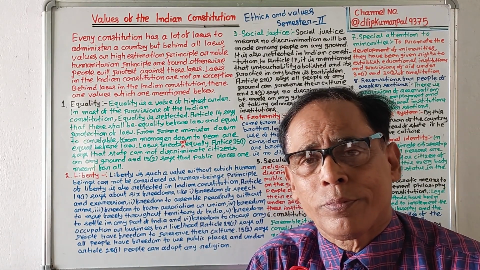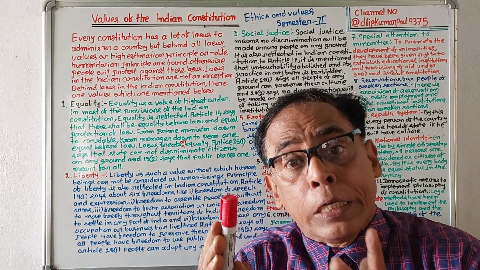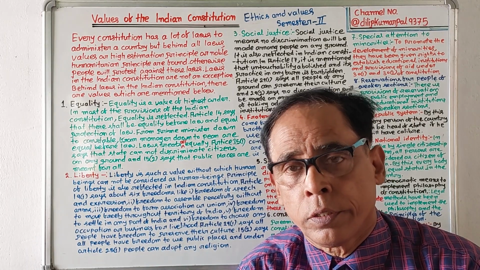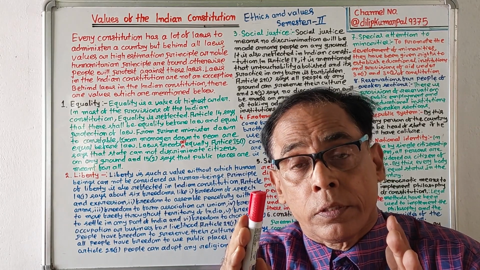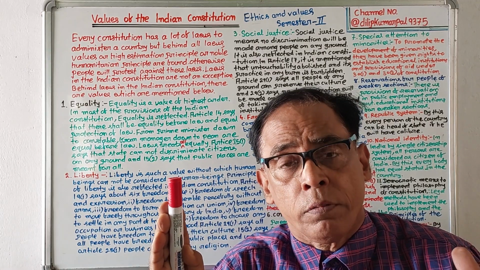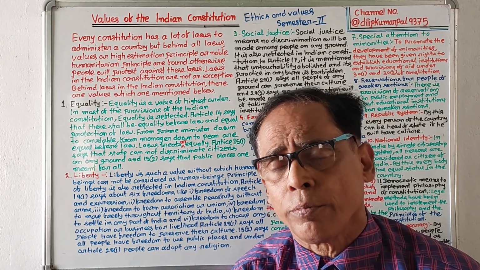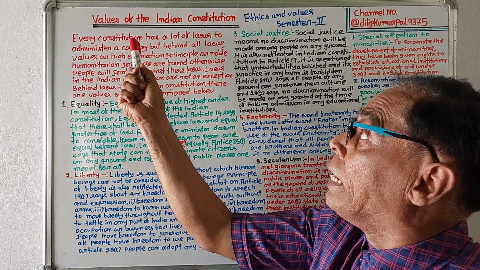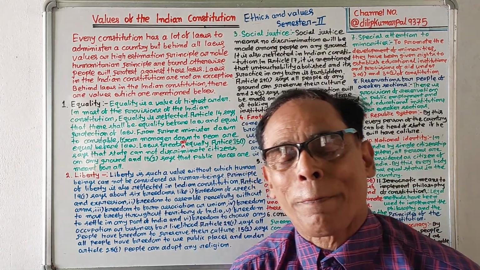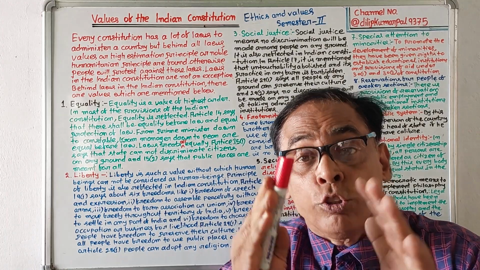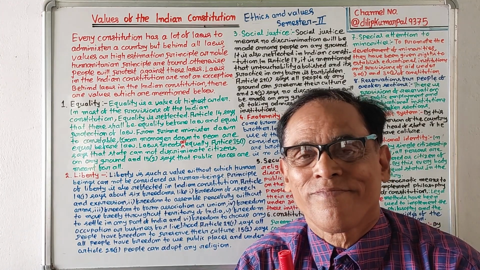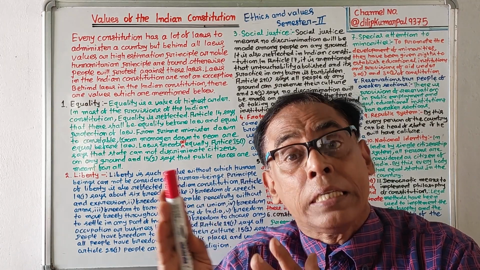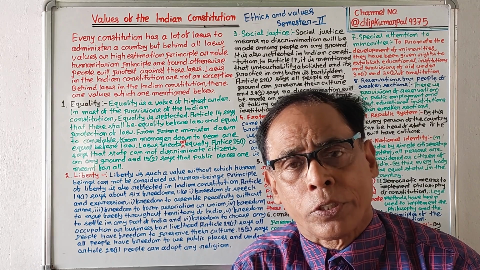stands before you with a very important topic of ethics and values, paper of semester 2 of +3 degree level. And today's topic is values of the Indian Constitution. Values of the Indian Constitution is found in ethics and value paper of second semester of the +3 degree level.